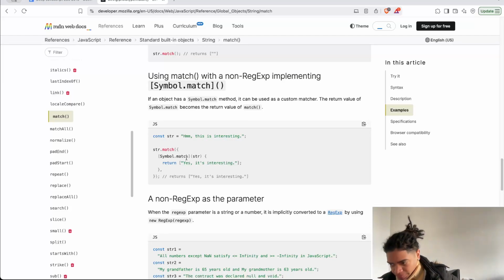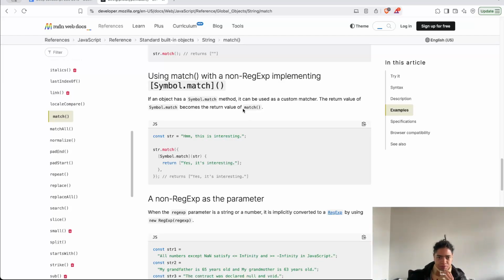Perfect. So now it's using that. That's interesting. Symbol.match. If an object has a Symbol.match method, it can be used as a custom matcher. The return value of Symbol.match becomes the return value of match.